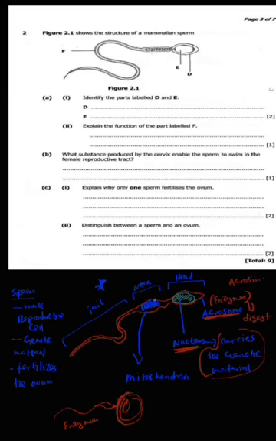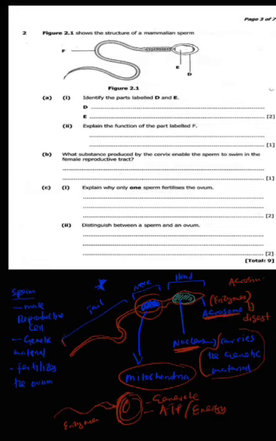Then we have the mitochondria. The main function of this mitochondria is to generate ATP, energy. This energy is needed for the movement of the sperm. The sperm has to move towards the ovum so that fertilization can occur. So the mitochondria will help us with generation of ATP, energy needed for the sperm to move.